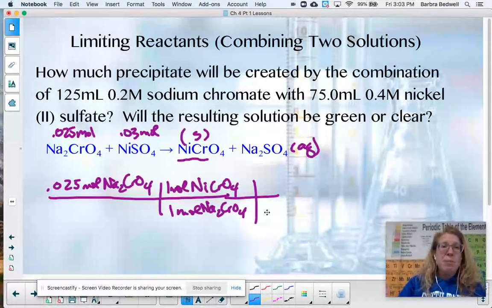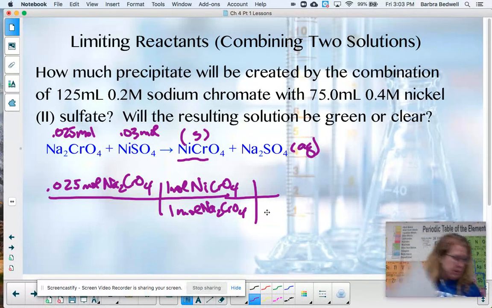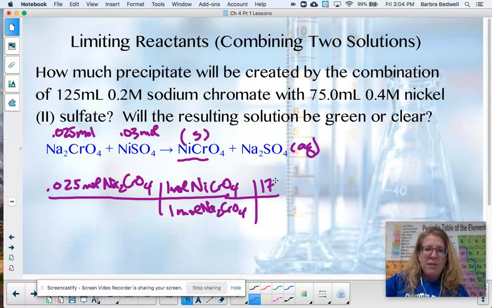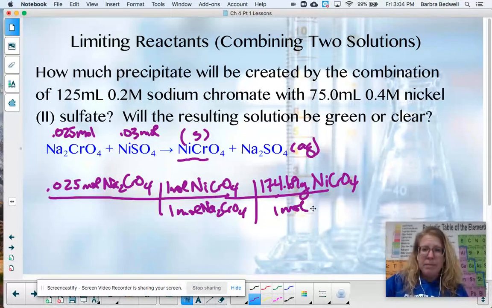And then my last part is I'm going to convert it to grams. I might as well just do it now because I'm going to use it for both and see what we get. So my molar mass of nickel 2 chromate: nickel is 58.69. Chromium has a molar mass of 51.996, so basically 52.00, plus 4 oxygens, 4 times 16, gives me a molar mass of 174.69 grams of NiCrO4. Okay, 1 mole.